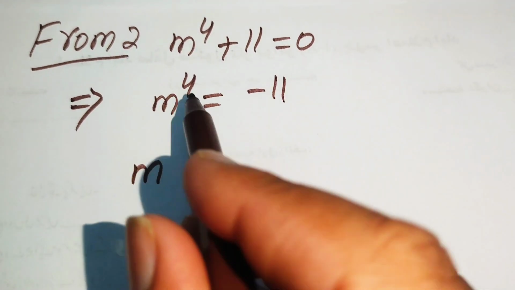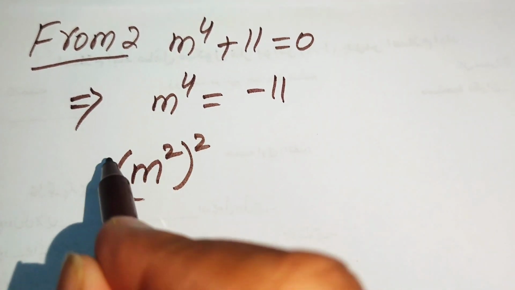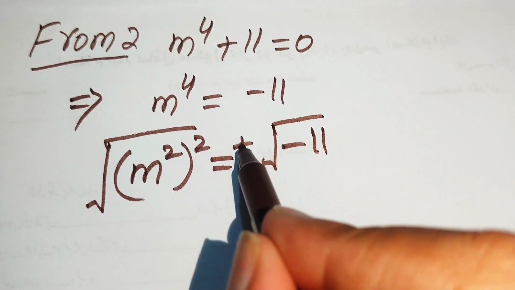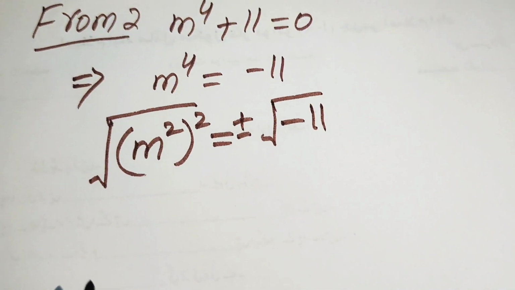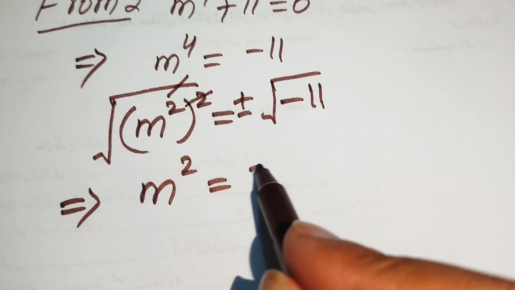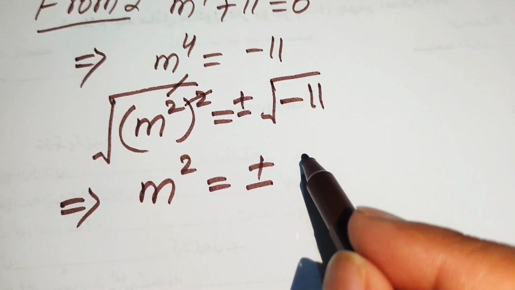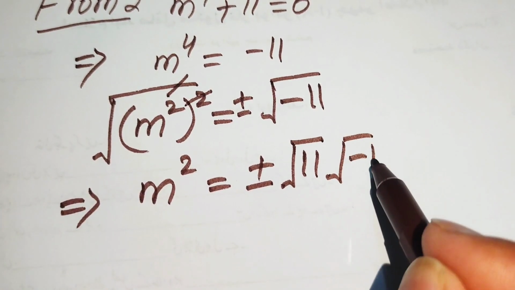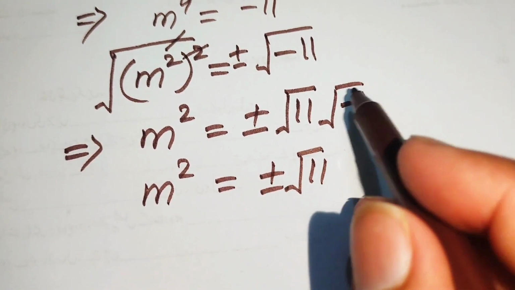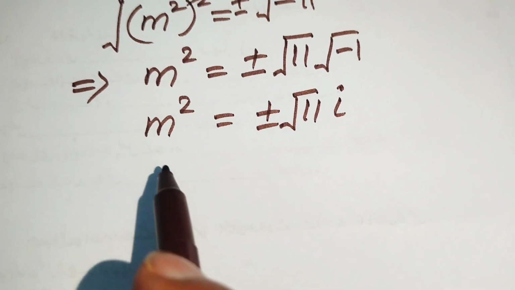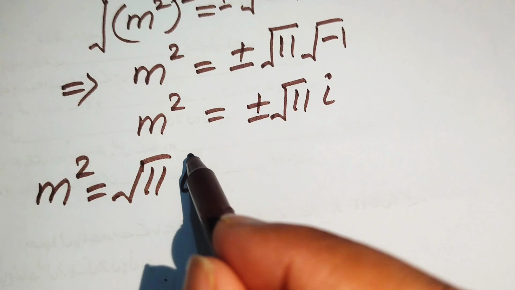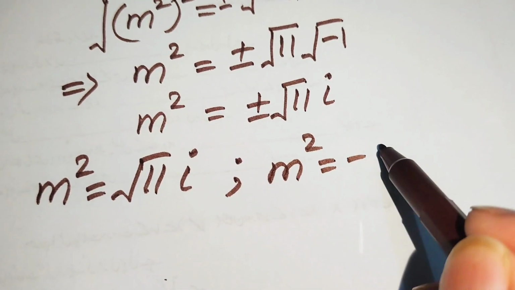When we take the square root, we write m to the power of 4 as m square whole square, and the whole square root equals square root of minus 11. Here we write the plus minus sign because we take the square root on both of the sides. So the square and square root cancel each other, and we get m square equals plus minus, and here we separate the square root on both of these terms, and we write it as square root of 11 into square root of minus 1. So m square equals plus minus square root of 11 into the square root of minus 1, which is equal to iota. Here we break this equation into positive and negative values, and we have m square equals plus square root of 11 iota.